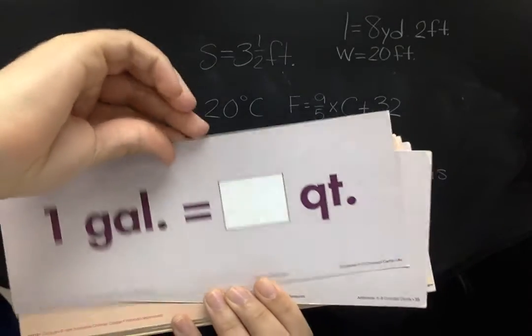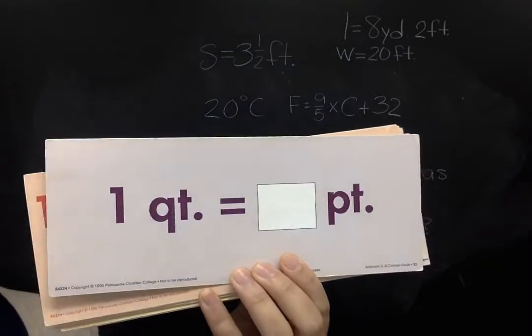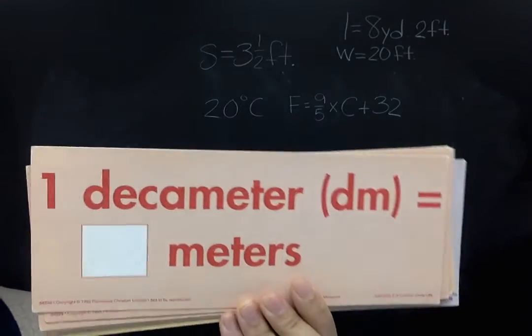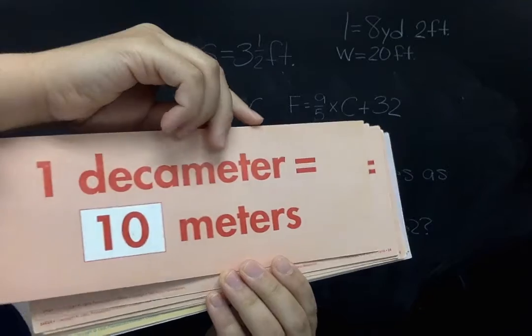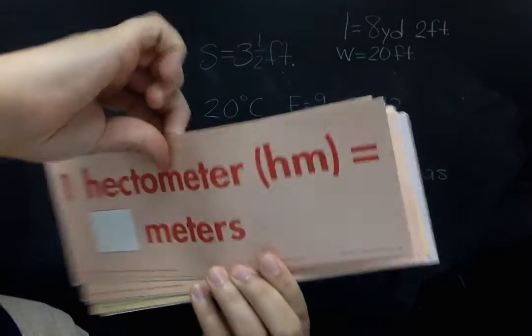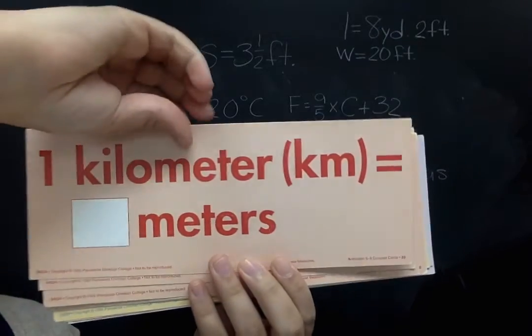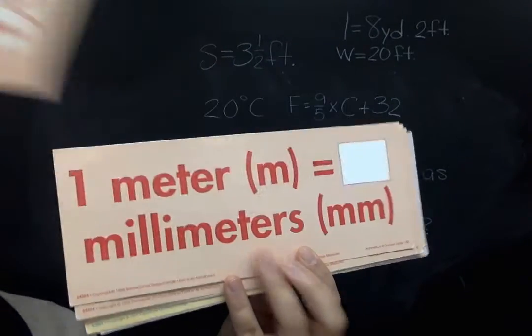1 gallon equals how many quarts? 4. 1 quart equals 2 pints. 1 decameter equals how many meters? 10. Hectometer equals 100 meters. Kilometer equals 1,000 meters.